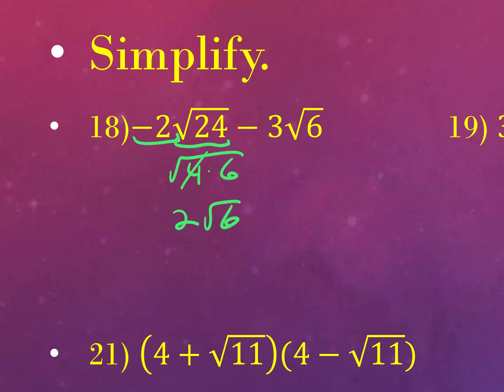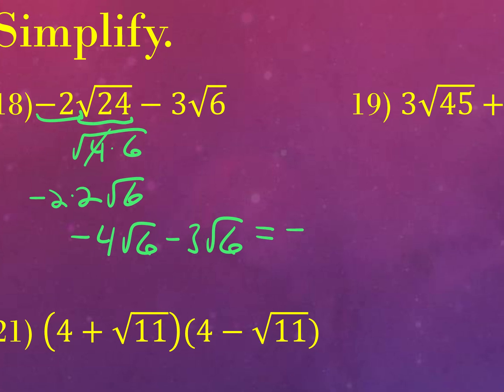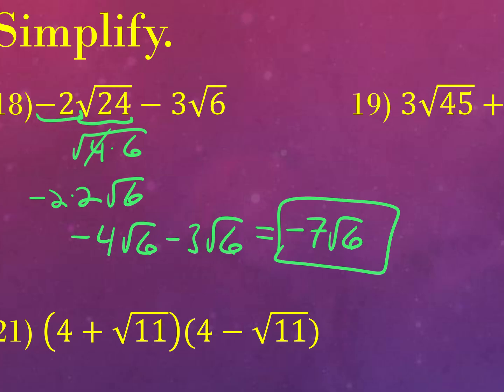What do we do with that negative 2 on the outside? Good, multiply it. So this is negative 2 times 2, so negative 4 square root of 6, minus 3 square root of 6. What does that get you? Very good. Just because these are like terms, or like radicals, let's say.